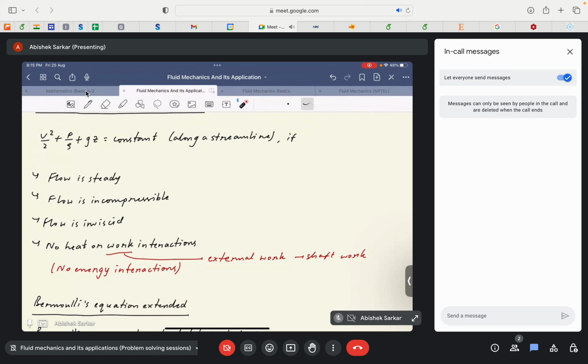Again, just to give the premise of what we are discussing, the extension of Bernoulli's equation: this Bernoulli's equation actually comes from energy conservation for fluid flow.